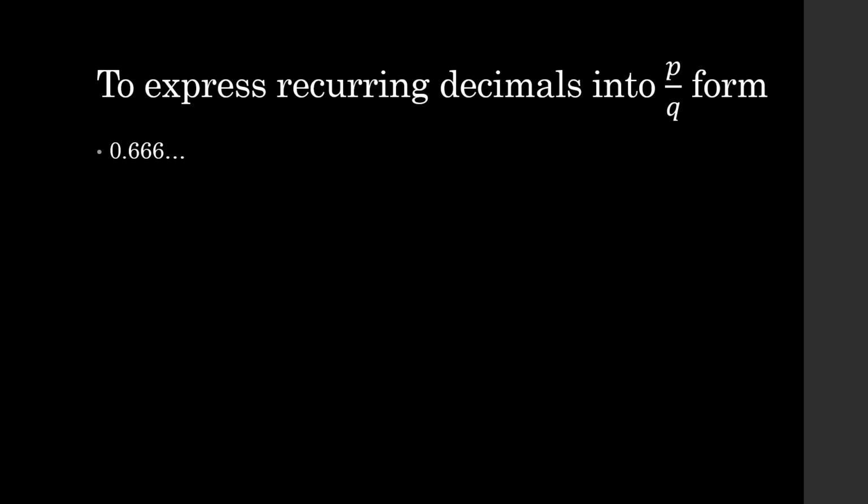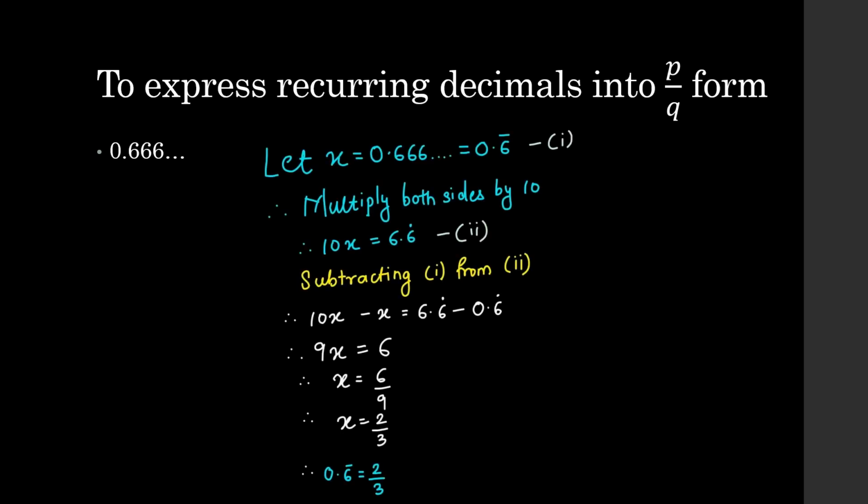Now we have to express decimal into fraction form. Previously we did fraction into decimal form and classified into terminating and non-terminating. Here we are given a decimal and we have to express it into fraction form. So there are some steps to express this. Let us understand those steps.